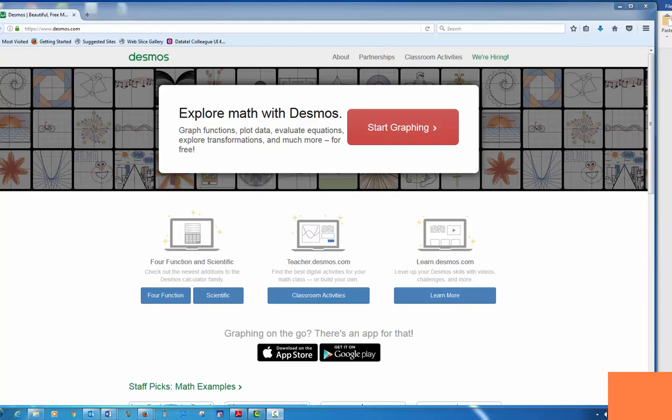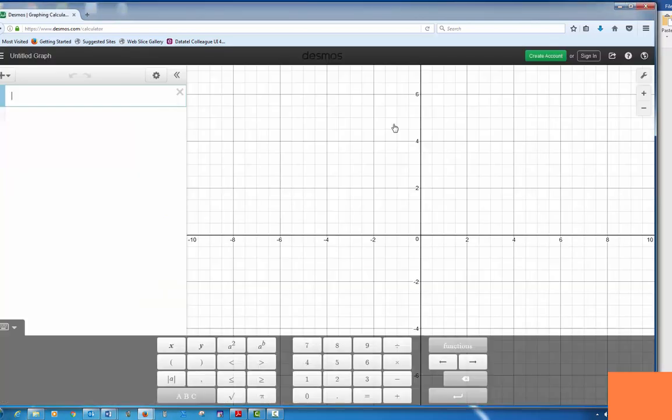When our calculator does not have a graphing function on it, we have some options, and the one that I prefer is called Desmos, and it's found online at desmos.com. And so you just go to the website, and I'm in Mozilla, just so that you know that, but you just click on Start Graphing.